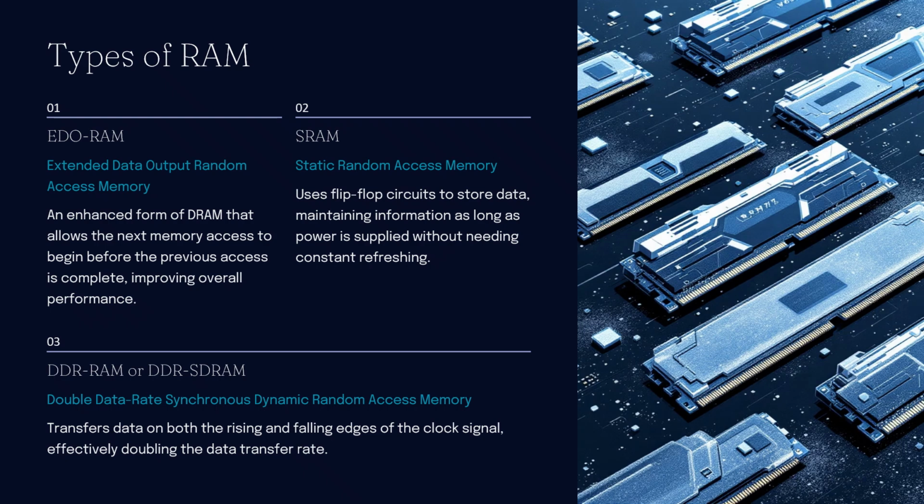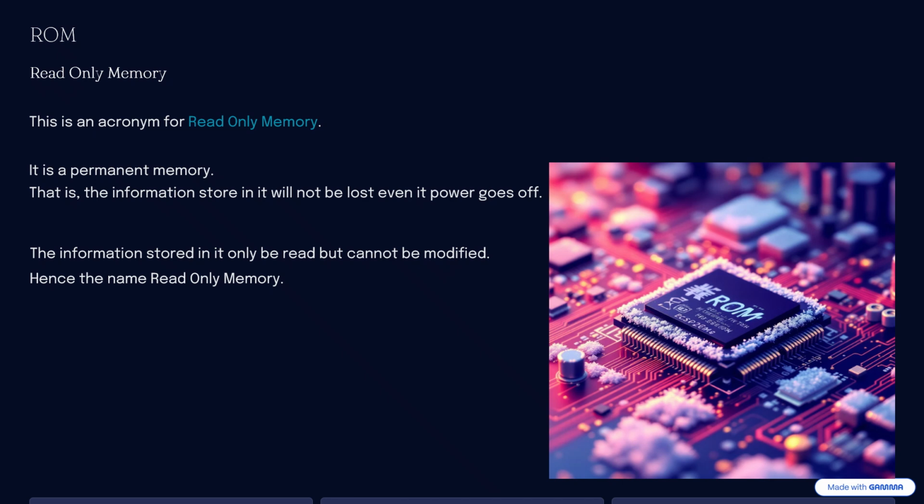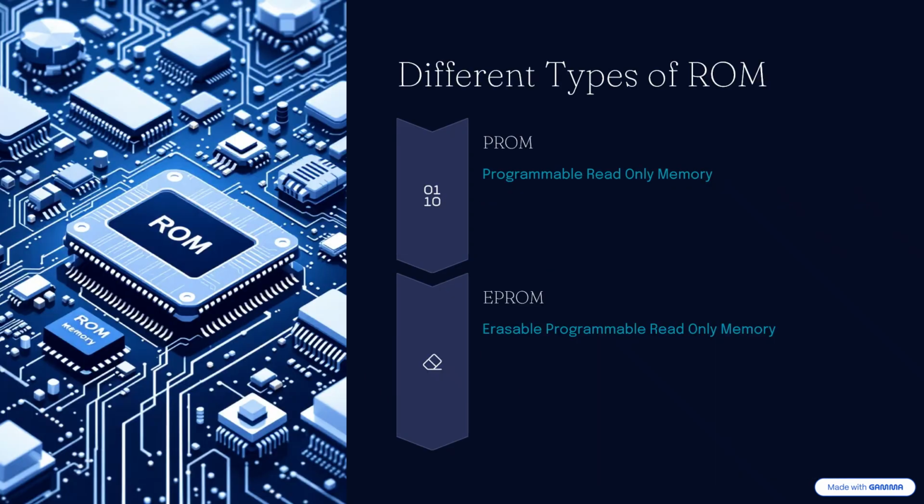Then go to the next slide, that is ROM, read-only memory. So what is read-only memory? It is a permanent memory. That is, the information stored in it will not be lost even when the power goes off. The information stored in it can only be read but cannot be modified. Hence the name read-only memory. There are different types of ROM.